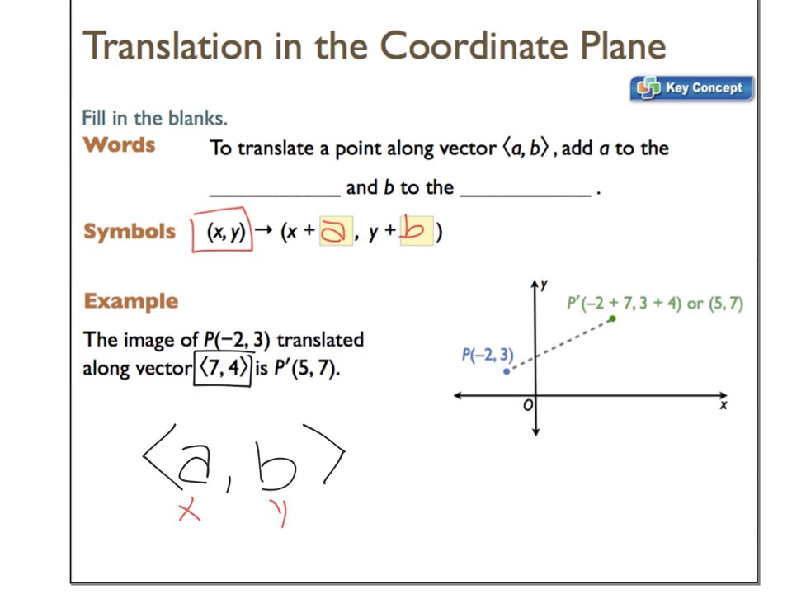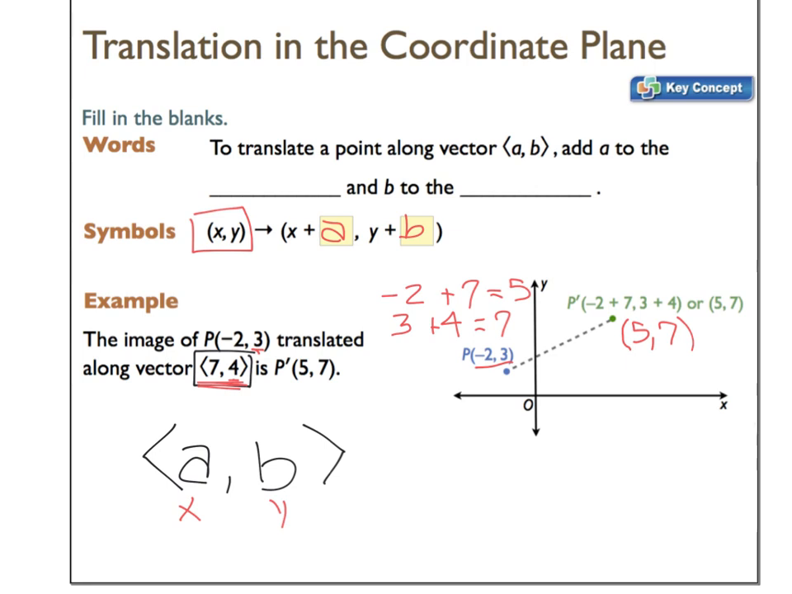So let's take a look at this example. We just have one point in the coordinate plane, the point (-2, 3), and we're moving that over the vector <7, 4>. So to -2, we're going to add 7, and that will give us 5. So for our ending point, P prime, our x value is 5. Then we start with our y value of 3 and add 4 to it. That's our b value, and that'll give us 7. So our y coordinate for the final point, P prime, is 7.